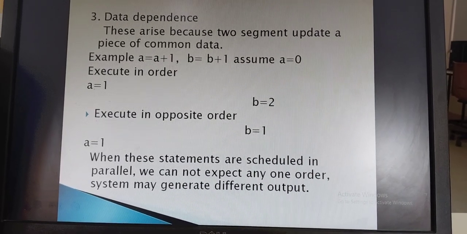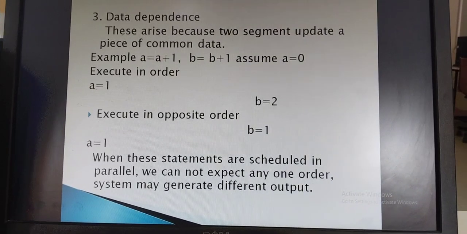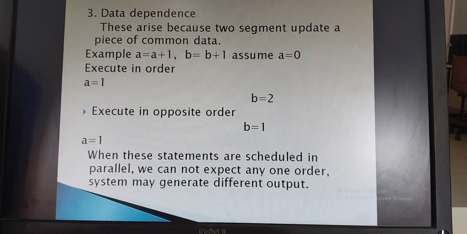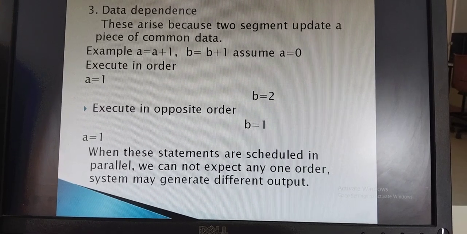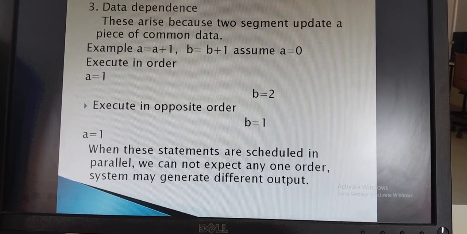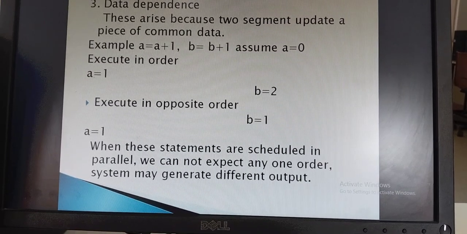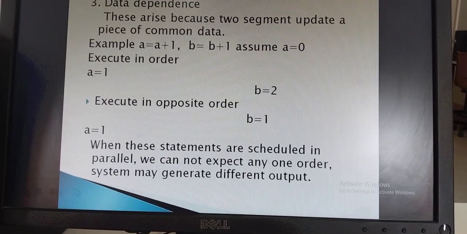Now execute in the opposite order. So in the opposite order, the value of B equals 1 and the value of A equals 1. When these statements are scheduled in parallel, we cannot expect any one order. The system may generate different outputs.